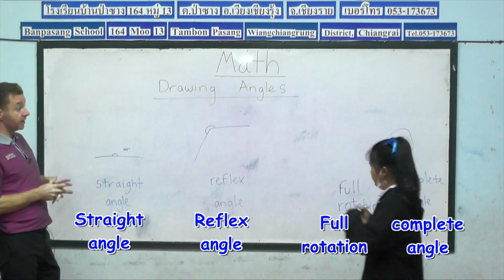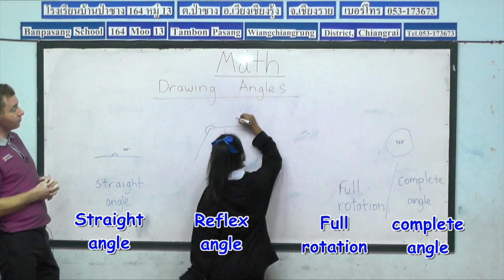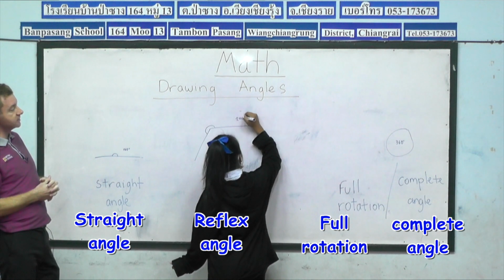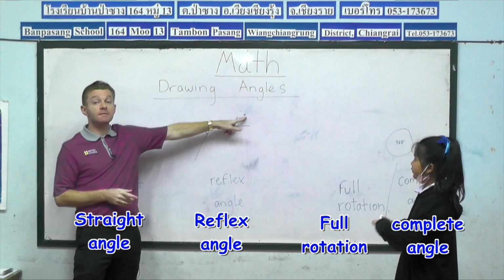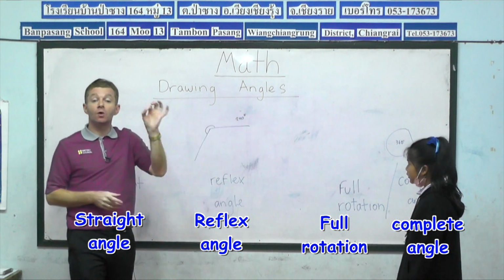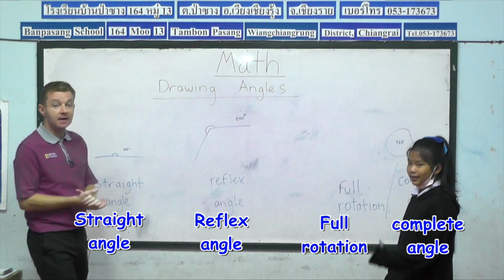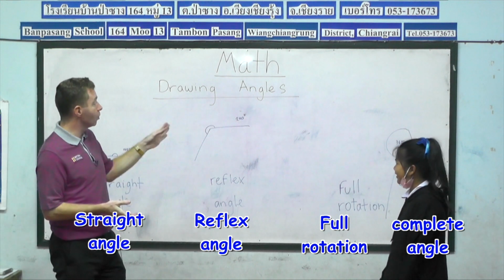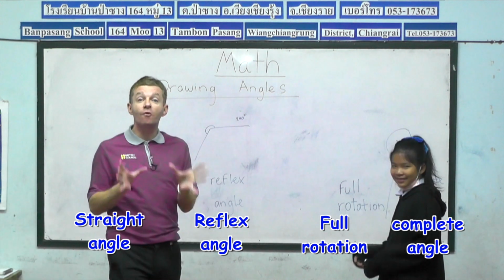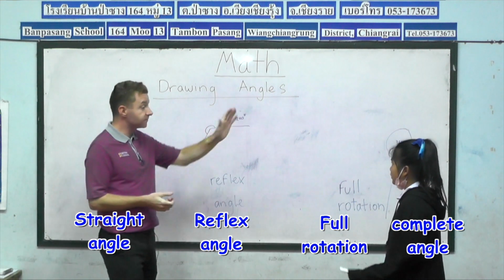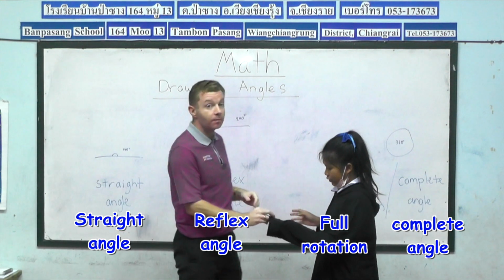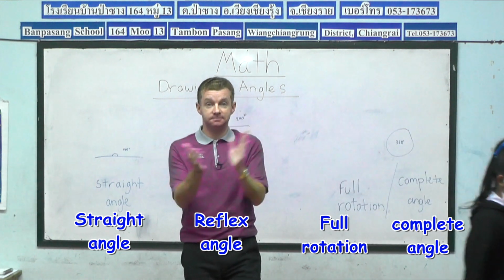240, looks good to me. So you can write the degrees, 240. And as we already know, the small circle is the symbol for degrees. So all together, guys, reflex angle, 240 degrees. That was brilliant. High five and a big round of applause, please, guys.